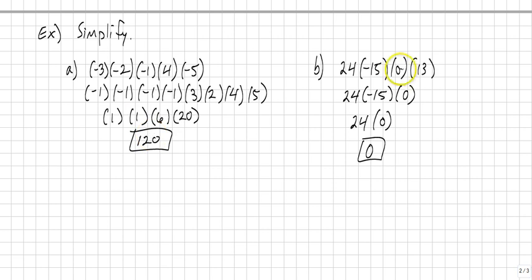Well, what if there's a 0 in there? We could use our 0 property. 0 times 13 is just 0. And then 0 times negative 15 is 0. And 0 times 24 is 0. Because anytime you multiply a real number by 0, you get 0. So if anywhere in your multiplication there's a 0, it's going to ultimately make the whole product 0.